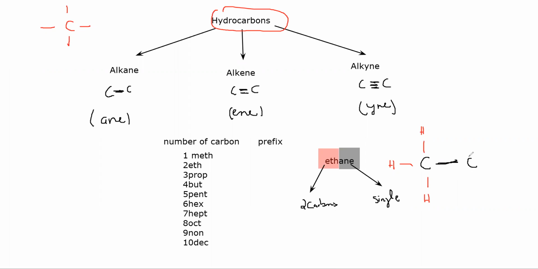Then what about the second carbon? How many hydrogen will this have? 1, 2, 3. Is it clear? The structure of ethane. Eth means 2 carbon atoms, and ane means they should have a single bond between them. Because they are hydrocarbons, remaining bonds are occupied by hydrogen.